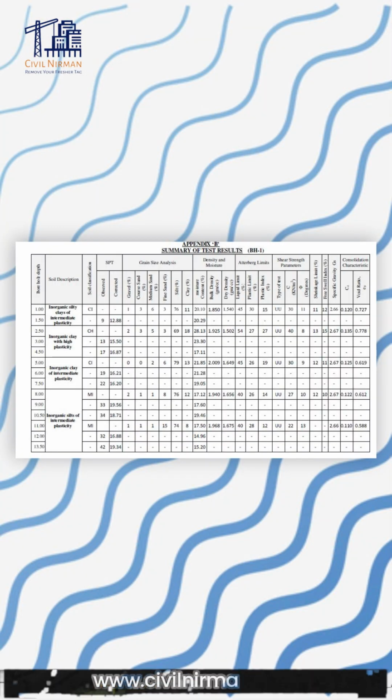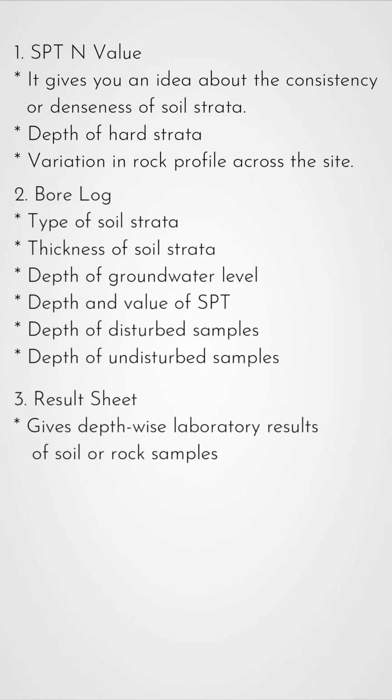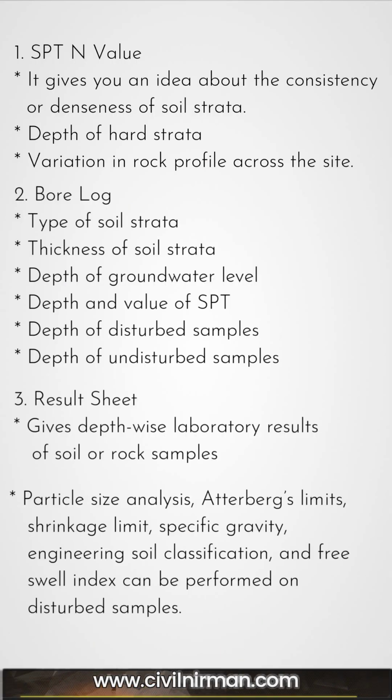Third most important parameter is the result sheet in your soil report. It gives depth-wise laboratory results of your soil or rock samples. For example, particle size analysis, Atterberg's limit, shrinkage limit, or specific gravity, engineering soil classification and free swell index. This can be performed on the disturbed samples.